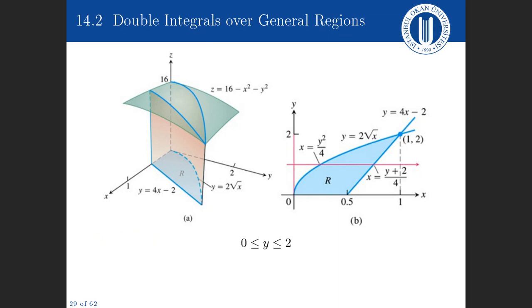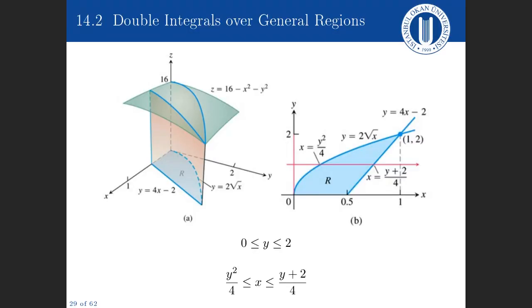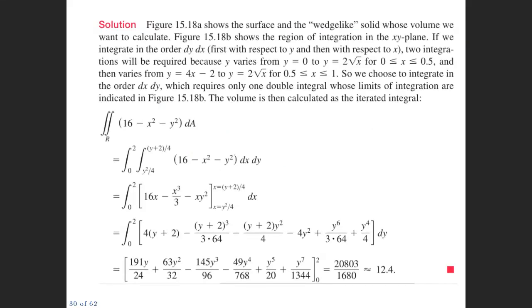Let's look at y first. From the picture on the right, picture labeled B, we can see that y must be between 0 and 2. Draw a horizontal line and look at the possible values of x. X must be between y squared over 4 and y plus 2 over 4. And then after you know that, we can answer the problem.